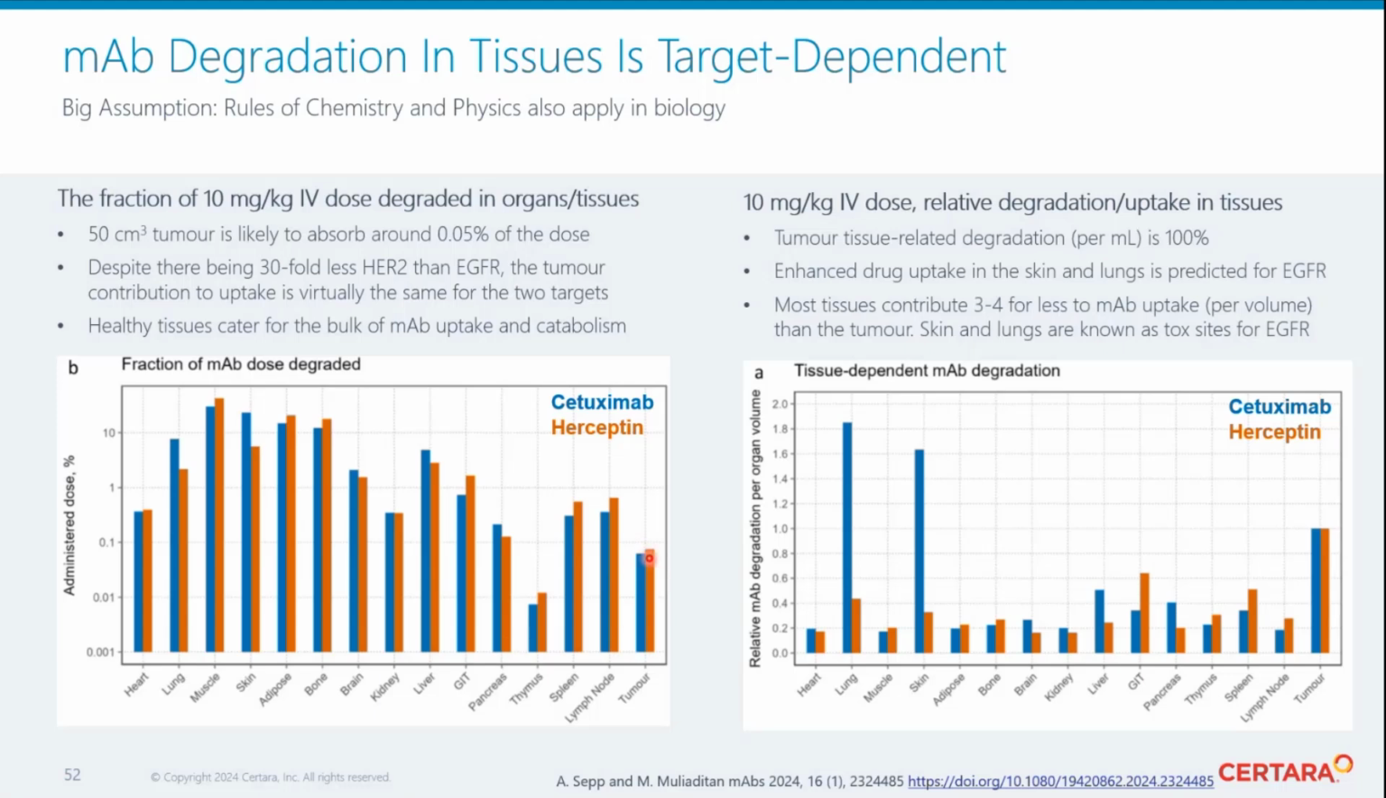Tumor collects around 0.1% of the dose, and that's actually also in agreement with experimental data, and there is not that much difference between EGFR targeting cetuximab and HER2 targeting Herceptin. And what's even more telling is that tumor takes a small fraction, but it takes fractionally more per volume.